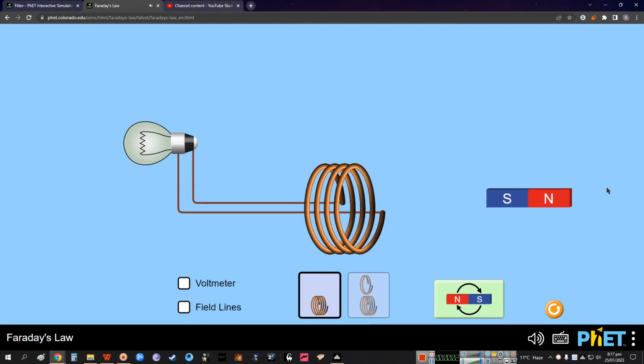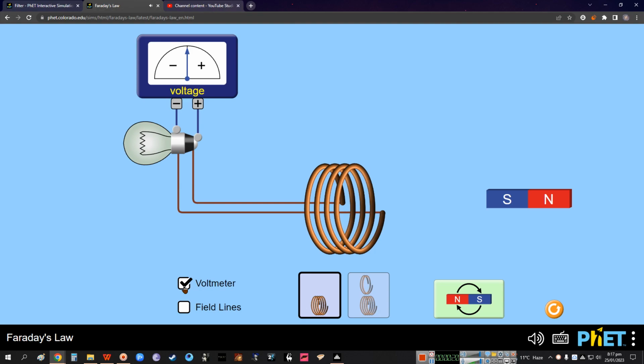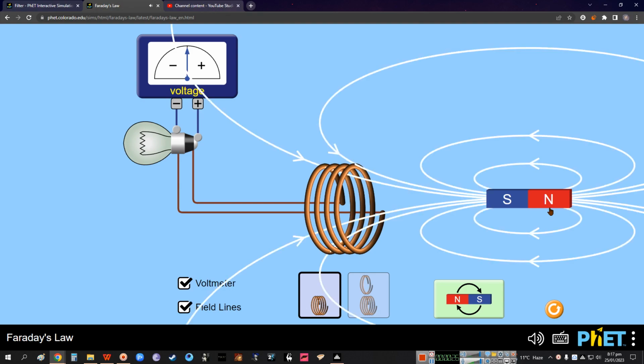Hello kids, today we're going to discuss how Faraday's law works for electromagnetic induction, how current is induced in a coil with the help of a changing magnetic field. So this is the Faraday law simulator in PhET simulations. I'm going to attach a voltmeter to it to see the direction of the current as well as field lines for the magnet, right?